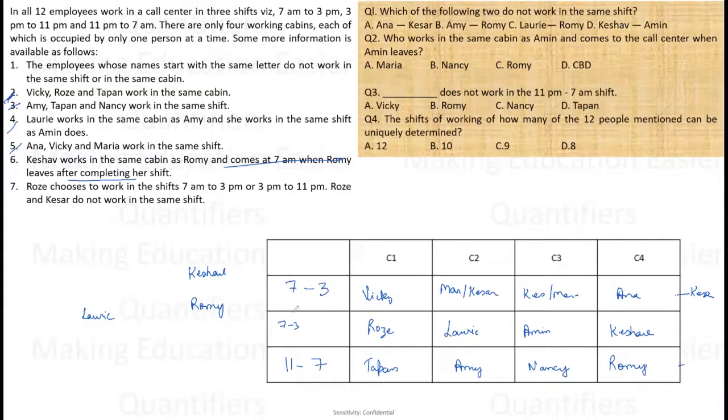So the leftover is 7 to 3, 3 to 11. 3 to 11 will be here. This is the shift remaining. Right. This completes the data. Now, let's see the question.